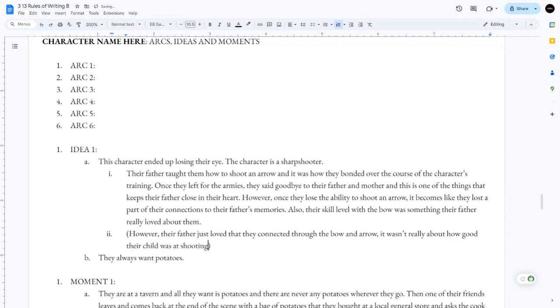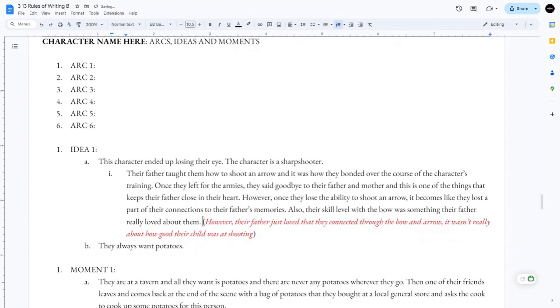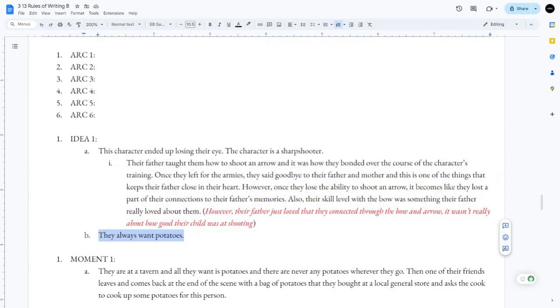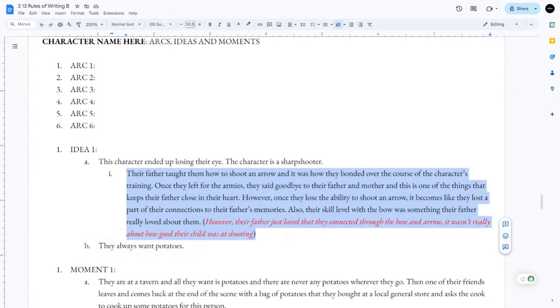Okay. So, by the way, what I just created was a lie that the character believes. They believe that being good at the bow is what makes their father proud of them, but it has nothing to do with that because they don't understand the internal. So now I just made a thing that is external. I worked on the internal through the idea. Now that I have this idea, I have several ideas. I could actually use this as an arc development, right?